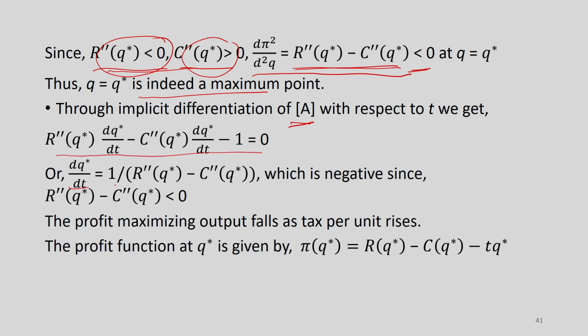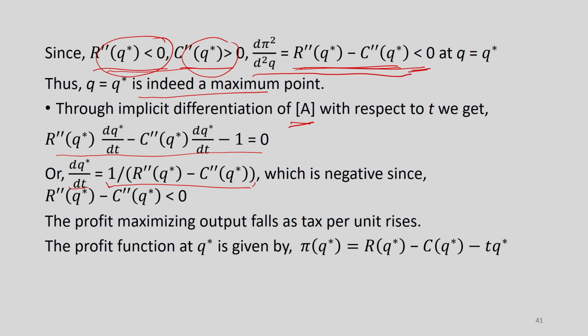And what about the sign of this? The sign of this is negative, because we have just seen that r double prime q star minus c double prime q star is negative. Okay. So, basically what we have got is what we were required to get. We were supposed to find out the change in the equilibrium output with respect to change in the tax rate, which is dq star dt. That we have found out, and it is given by 1 divided by r double prime q star minus c double prime q star.